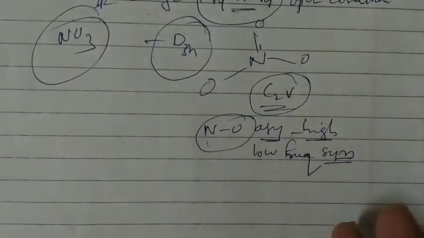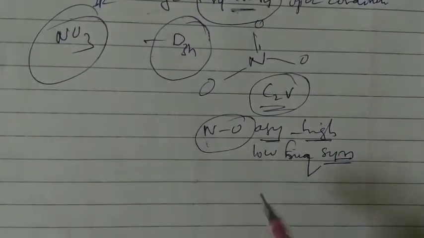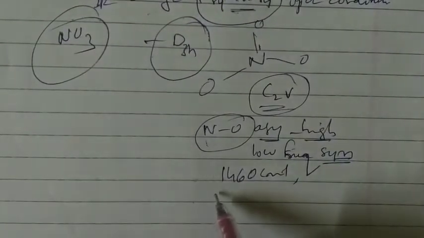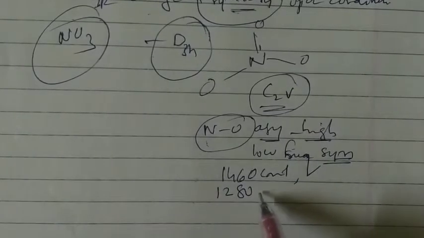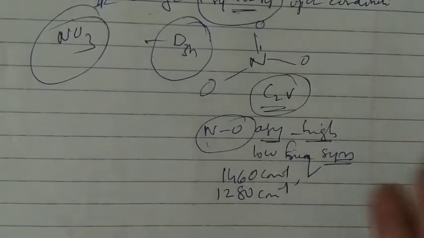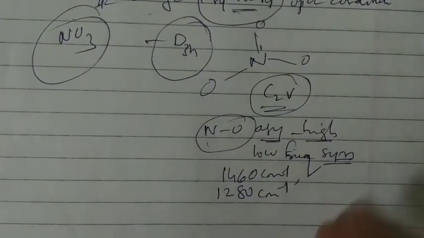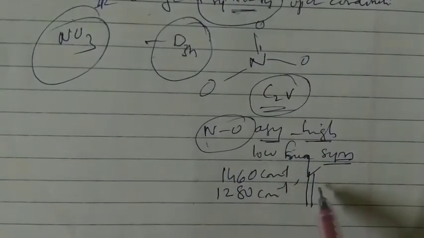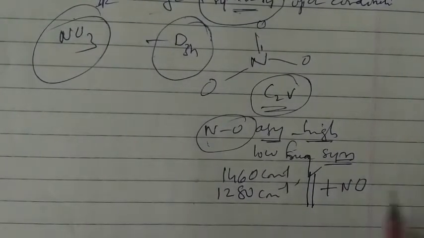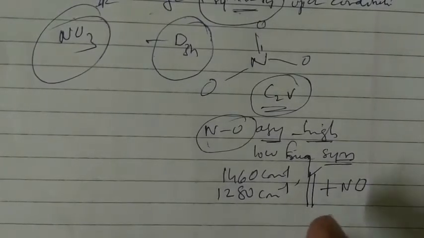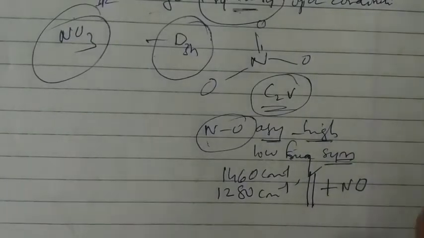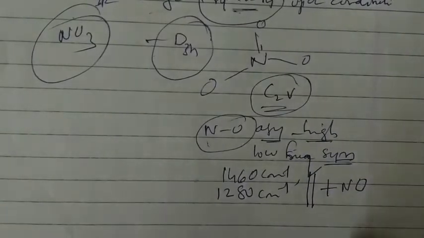And if you see, it occurs at 1460 per centimeter and 1280 per centimeter, plus or minus about 20 centimeter difference. And along with this, an additional NO stretching, you are going to get roughly a corresponding band, because of the inactive symmetric stretching of the nitrate. So this can also appear in the spectra.